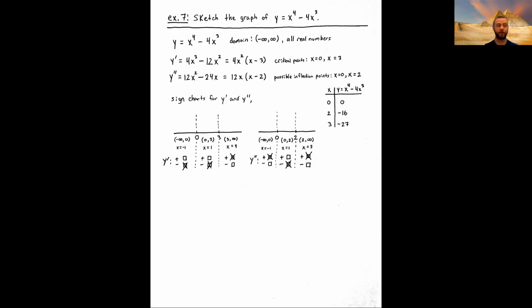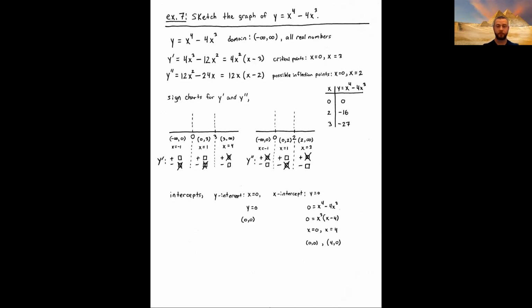All right, it should be very similar to create your sign chart for the second derivative. Here we have alternating signs going left to right: positive, negative, then positive. That tells us concavity, if you recall. All right, so that pretty much takes care of the calculus.